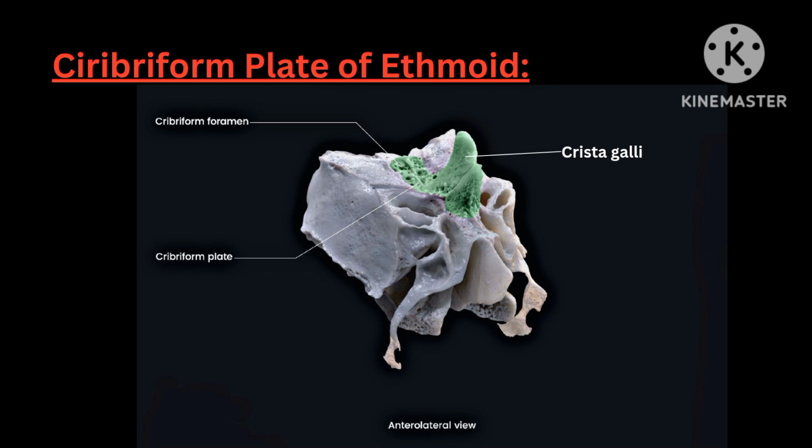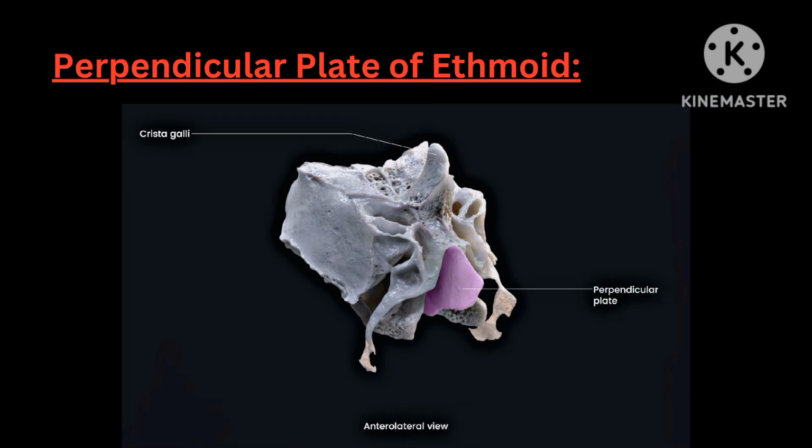Cribriform plate of ethmoid. Forms the roof of the nasal cavity and part of the floor of the anterior cranial fossa. It has olfactory foramina, which are tiny openings in the cribriform plate that allow passage of the olfactory nerve fibers, cranial nerve 1, from the nasal cavity to the olfactory bulb. Another part is crista galli, which is a midline vertical projection on the superior surface of the cribriform plate that serves as an attachment point for the falx cerebri, a fold of dura mater.